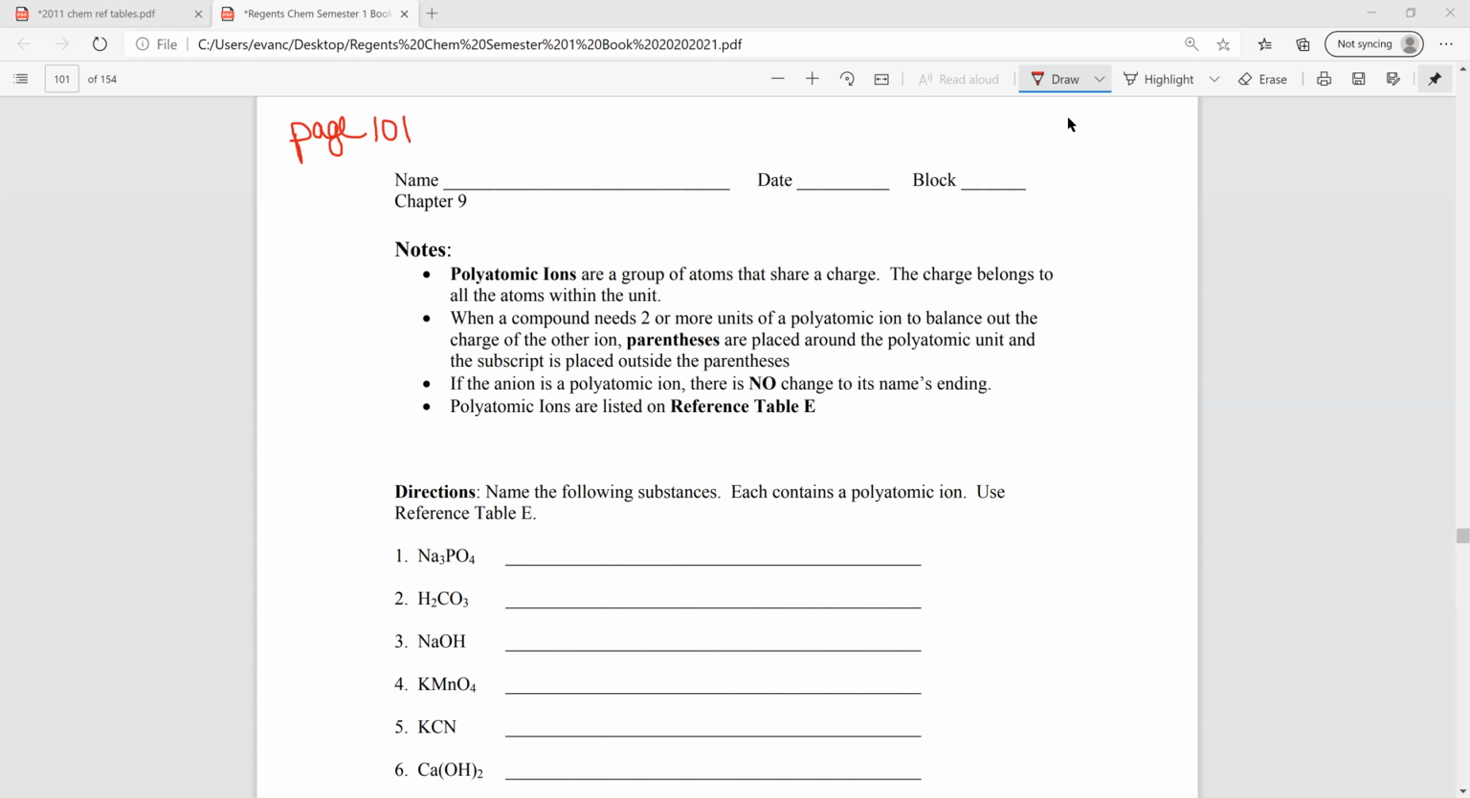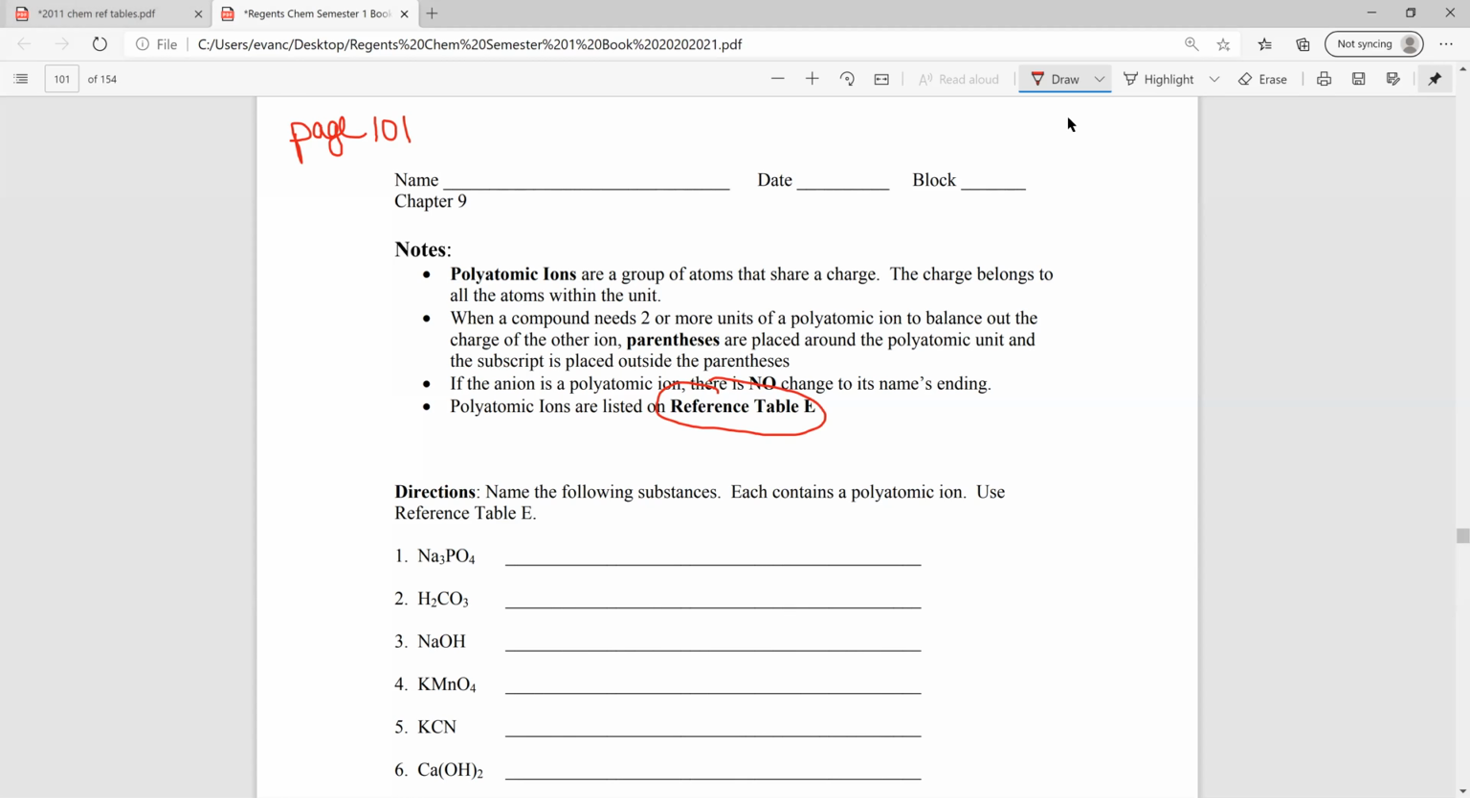So welcome to page number 101. We're going to continue with our practicing of writing and naming chemical formulas. And in this case, we're going to be using our polyatomic ions. So make sure to use our reference table E.